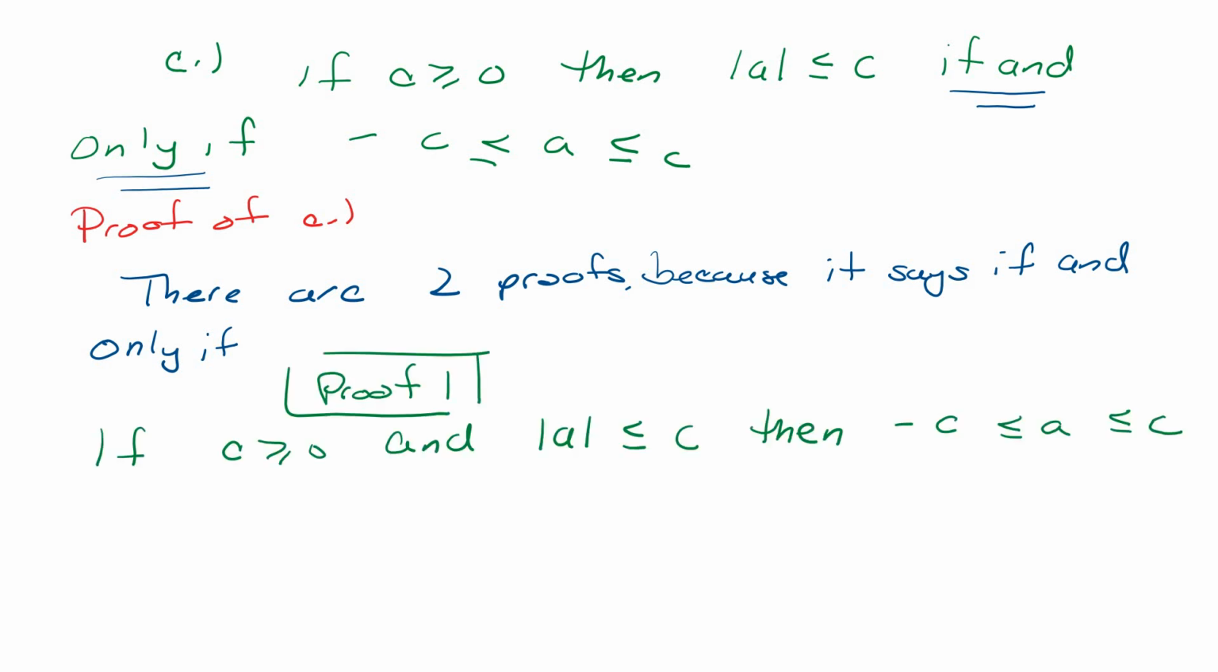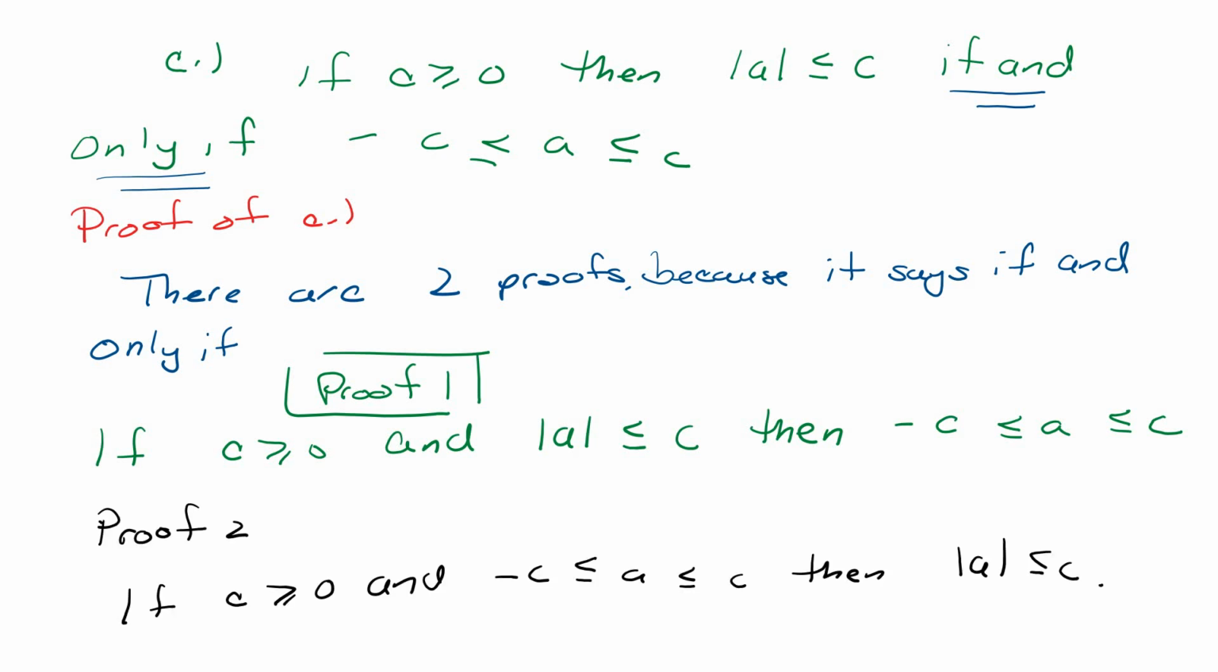The first proof is: if C is bigger or equal to 0, and I'm just picking the A, absolute value of A less or equal to C, then the other part is true: minus C is less or equal to A is less or equal to C. And proof 2 that I have to do, I'm task oriented, I think of the work I have to do. If C is bigger or equal to 0 and the conclusion from proof 1 is now my hypothesis, then absolute value of A is less or equal to C.